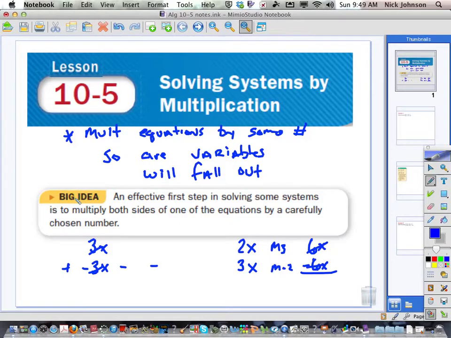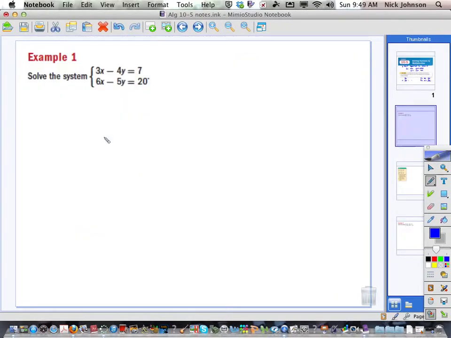So that's what we're going to look at today. You can multiply by a number, you just have to make sure, just like this negative 1, you do it to every single thing. You do it to the x, you do it to the y, you do it to your solution. So let's go ahead and take a look at example 1 here. This says solve the system. 3x minus 4y equals 7. And the bottom one says 6x minus 5y is equal to 20.